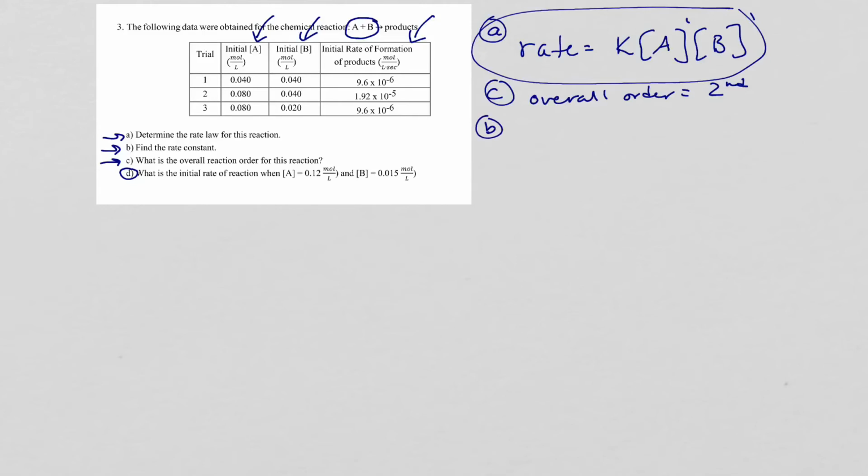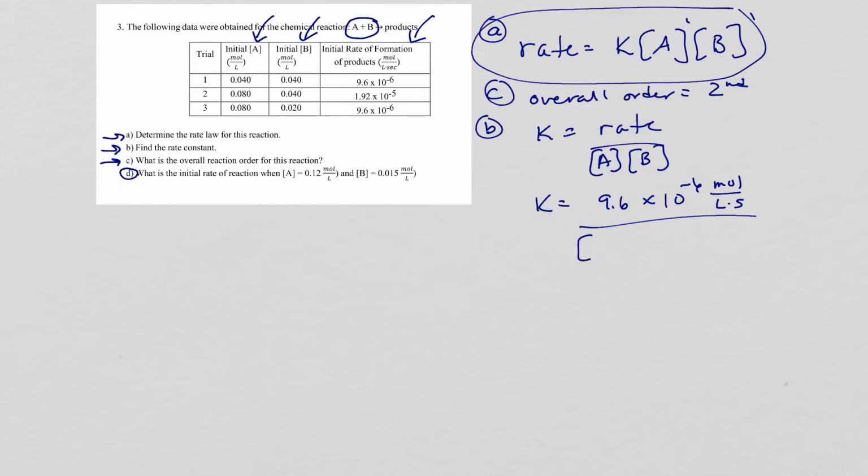Going back to question B, finding the rate constant, we rearrange: K is equal to rate over the concentration of A times the concentration of B. Substituting in, again, trial 1 seems to be just the go-to trial. 9.6 times 10 to the negative 6, the unit here is moles per liter per second, divided by the concentration of A, which is 0.040 moles per liter to the first power, times 0.040 moles per liter to the first power.